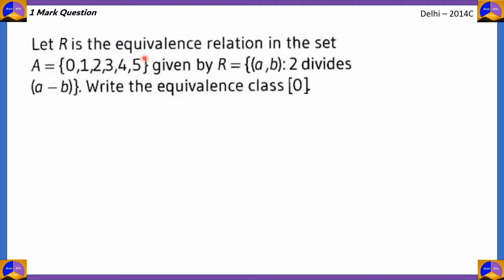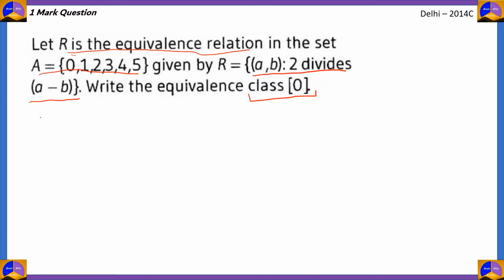Let R be the equivalence relation in the set A = {0, 1, 2, 3, 4, 5}, given by R = {(a, b) such that 2 divides a minus b}. Write the equivalence class for the element 0. Let's look at our question. So we have R is an equivalence relation, and our set A is {0, 1, 2, 3, 4, 5}. And the relation by itself is (a, b) such that 2 divides a minus b. And we are asked to find the equivalence class of the element 0.